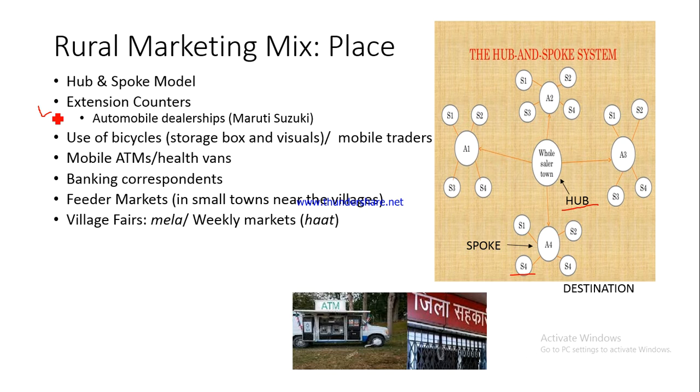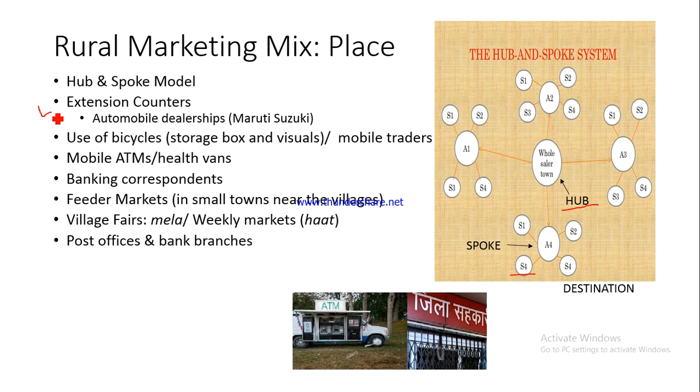Then we've got village fairs or the melas, and then we also have weekly markets or haat. So you can sell your products, you can distribute your products by displaying them in village fairs, by displaying them in the melas that villages have occasionally or periodically, and then you can also sell your products in the weekly markets that are there in a village on a periodic basis. So these weekly markets are maybe organized every Wednesday or every Saturday. So you can go to the weekly market and display your wares there, and you might be able to sell some of your products there. So this is how you make it easier for the customers to access your products.